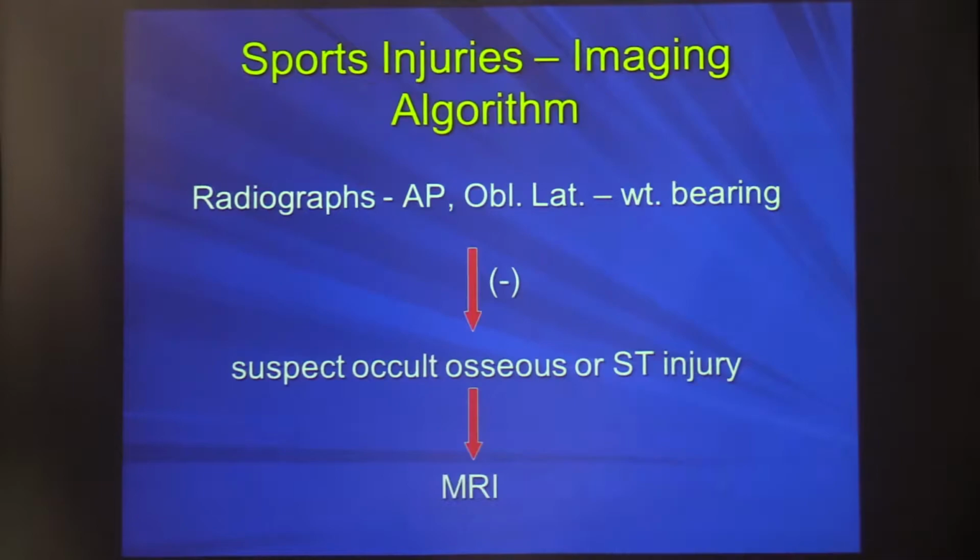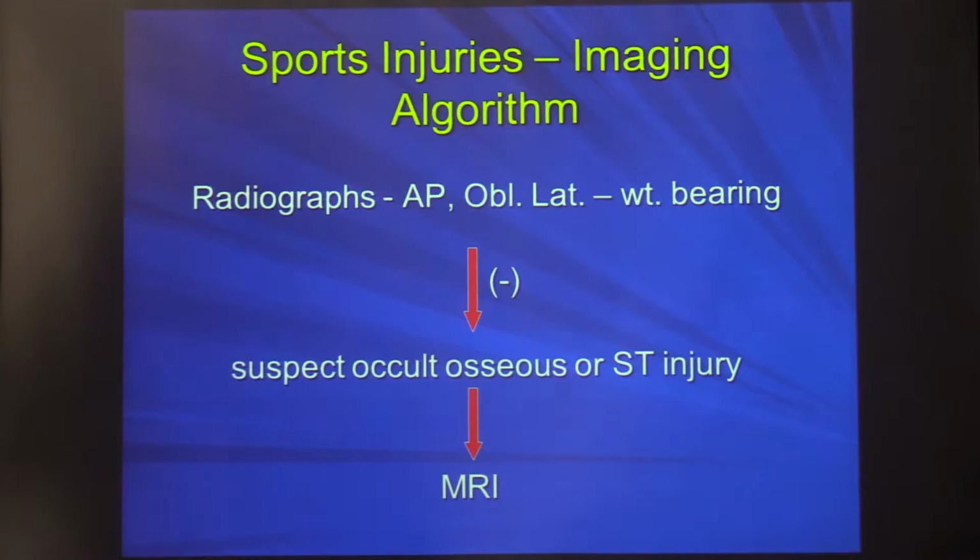Now, starting basically with an imaging algorithm, I cannot emphasize enough the importance of weight-bearing or standing x-rays. It's often easier for the technologist to obtain an x-ray with the patient supine, but in the setting of trauma, if the patient can bear weight, weight-bearing x-rays are critical. Obviously, the general three views, AP, oblique, and lateral. In many cases, at that point, we can stop.